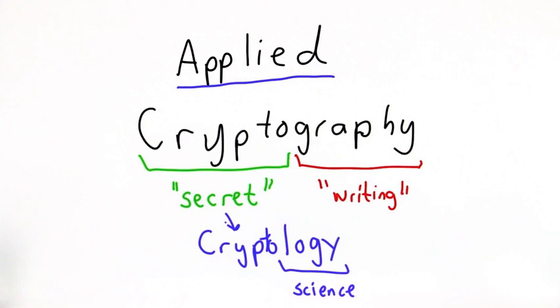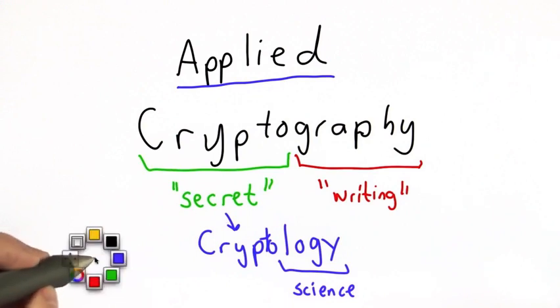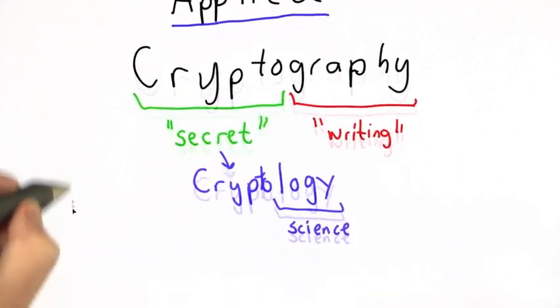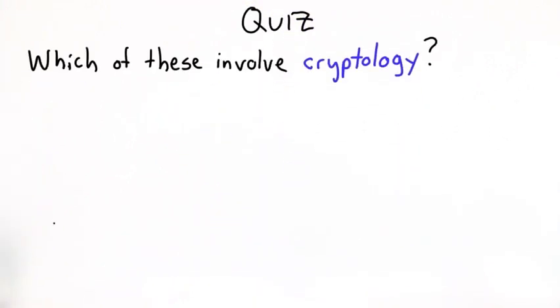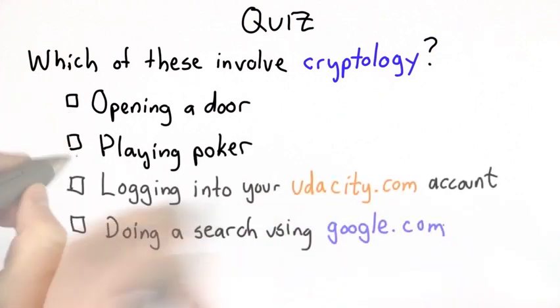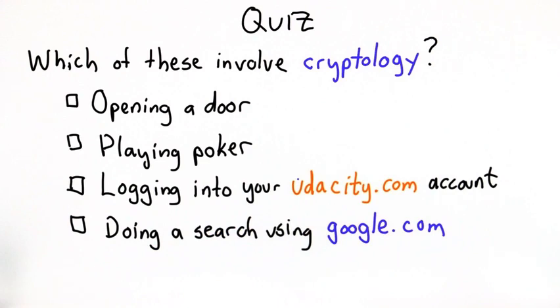So that's enough to answer the first quiz. The first quiz will check that you understand the definition of cryptology. So the question is, which of these involve cryptology? Check all the answers that do. Opening a door, and I mean a traditional door using a traditional key. Playing a game of poker. Logging into your account at Udacity. Or doing a search using google.com. And I should be a little more specific for this last one. This assumes you're doing the search today and you're already logged into one of your Google accounts.